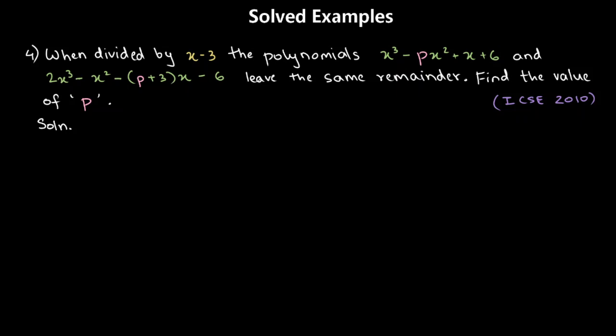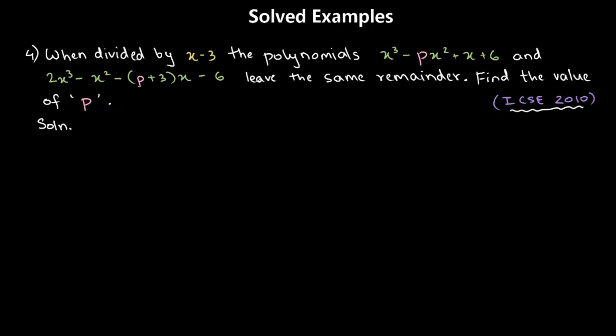When divided by x minus 3, the polynomials x cubed minus px squared plus x plus 6 and 2x cubed minus x squared minus (p plus 3) into x minus 6 leave the same remainder. Find the value of p. Right. So this question was asked in the ICSE 2010 examination, quite old, I see.